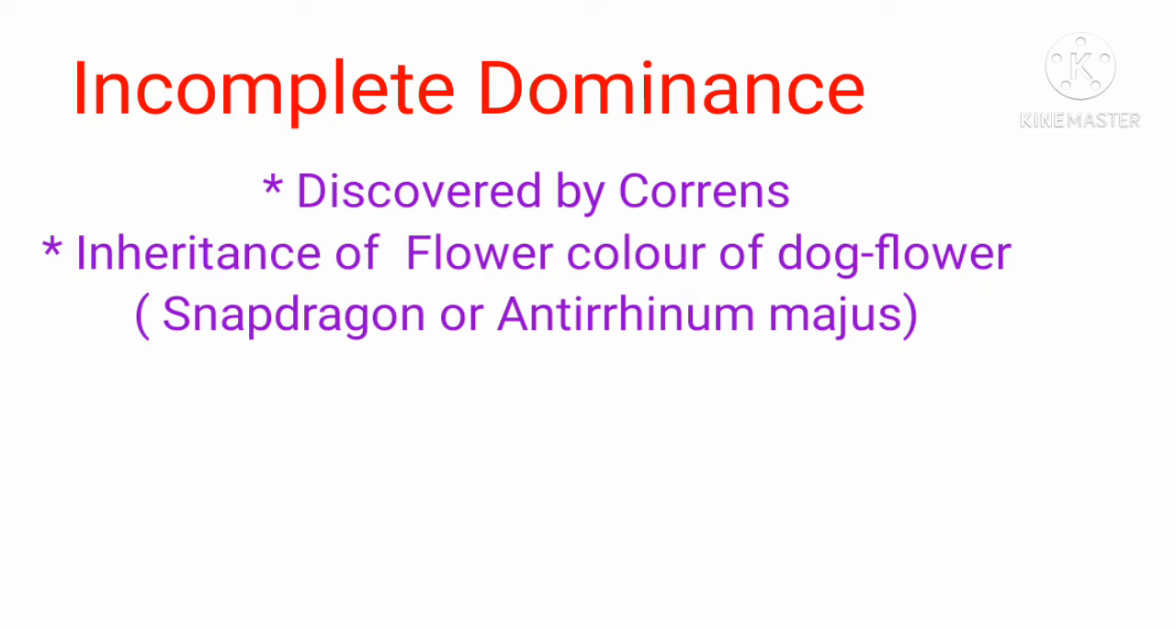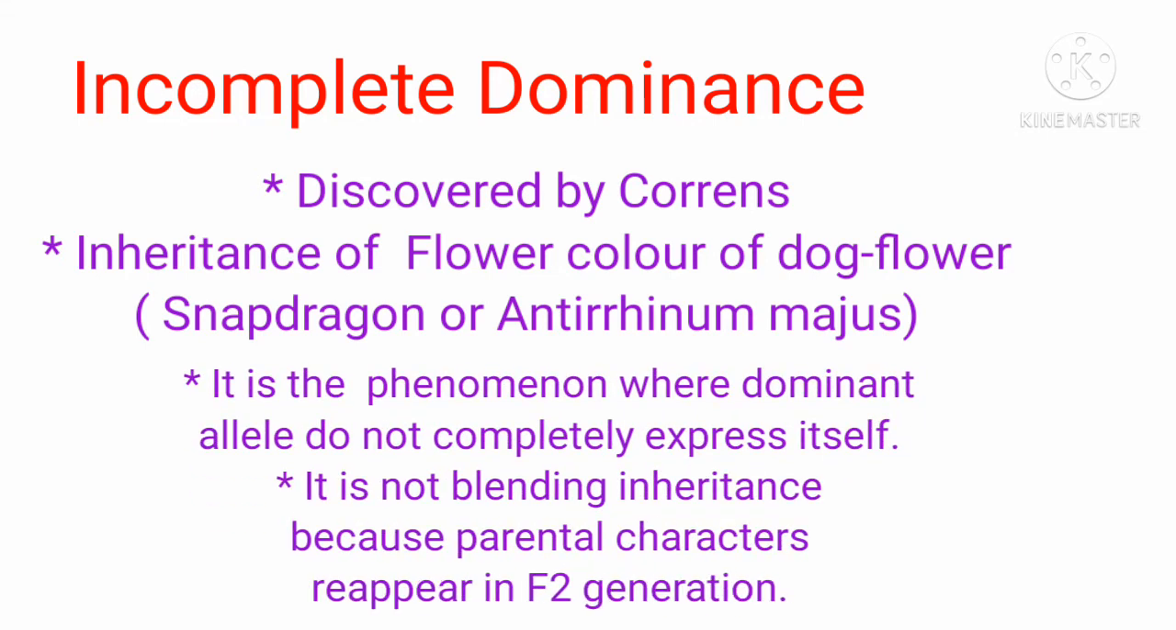Discovered by Correns. Incomplete dominance is the phenomenon where dominant alleles do not completely express themselves in the F1 generation. That is incomplete dominance. Incomplete dominance is not blending inheritance. Blending means mixing. It is not blending inheritance because parental characters reappear in the F2 generation. Whatever the parental characters are, they will reappear in the F2 generation. So that's why it is not a blending inheritance.